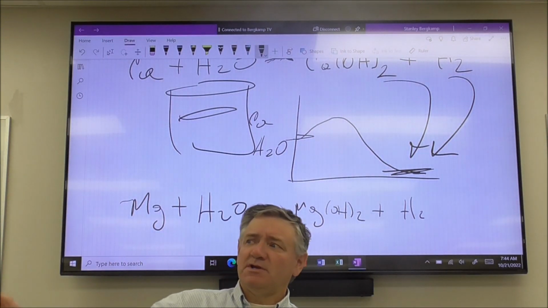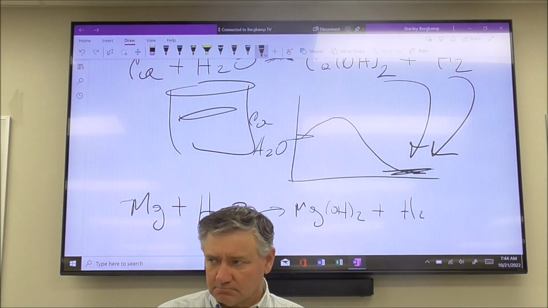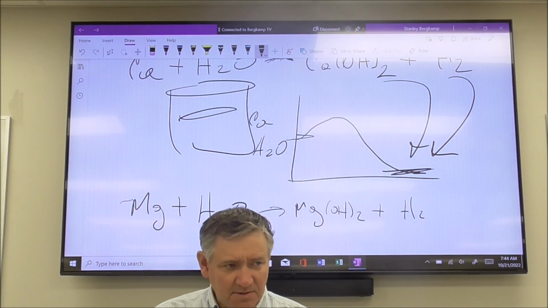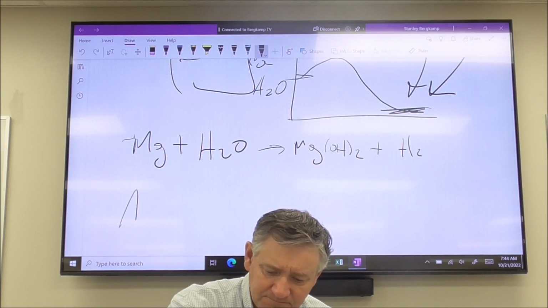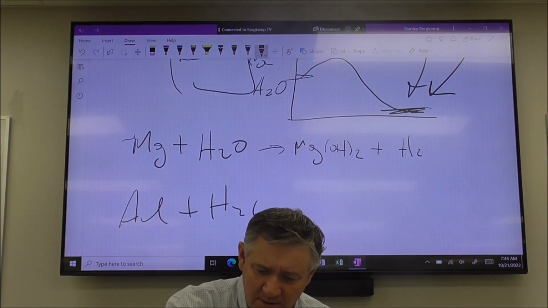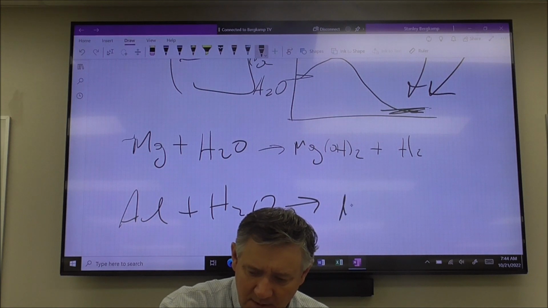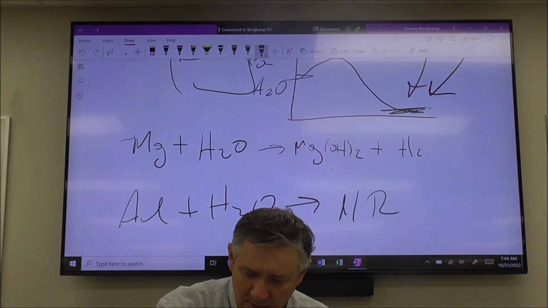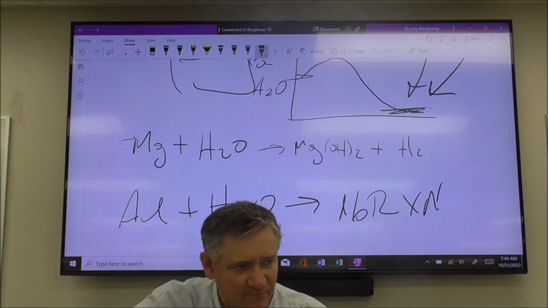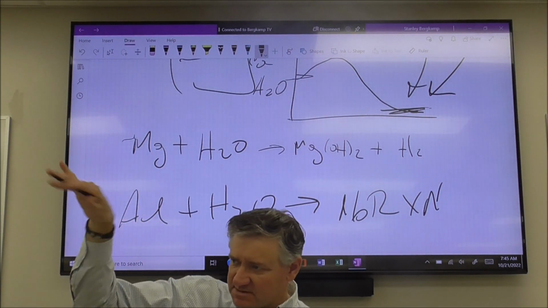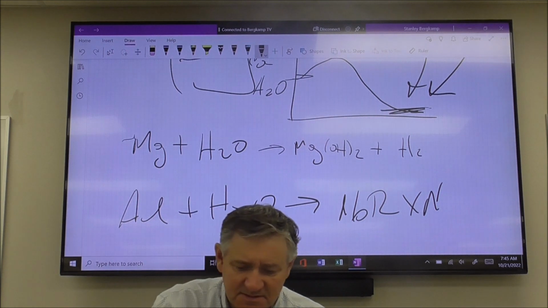Now, what happened when you put in the aluminum? Did the aluminum react at all? No. So here's the deal. The aluminum and water gave no reaction. RXN is a shortcut way of writing out the word reaction. It's just RXN.